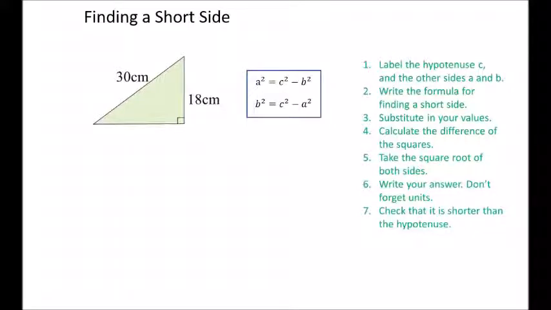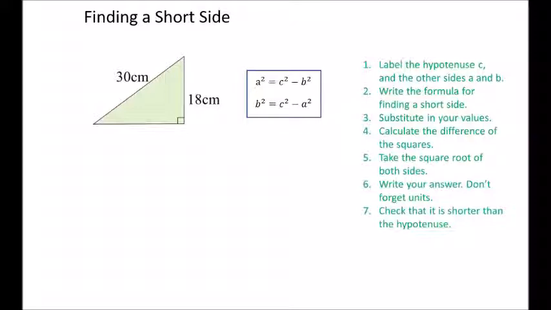Let's look at finding the short side of a right-angled triangle using Pythagoras' theorem. Our right-angled triangle has a hypotenuse of 30 centimeters and a short side of 18 centimeters. We have two versions of Pythagoras' theorem that are rearranged, ready to use for a short side.